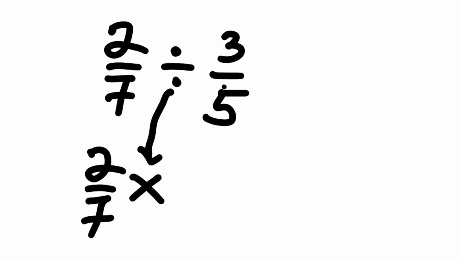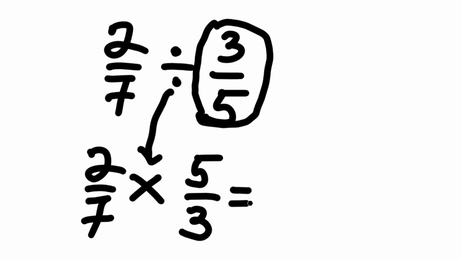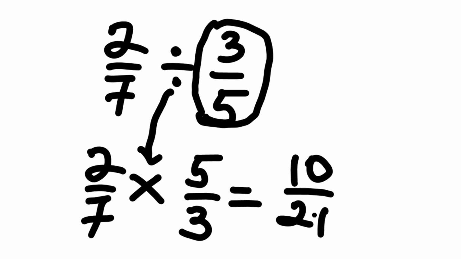Now if you change it to multiplication, you swap the denominator and the numerator of the second one, the one that we are dividing by. The numerator becomes the denominator and the denominator becomes the numerator. So it becomes 5 over 3. Then you use the same concept as multiplication: multiply the numerators together and the denominators together. 2 times 5 is 10 over 21, that would be 3 times 7, 21. So this is the final answer.